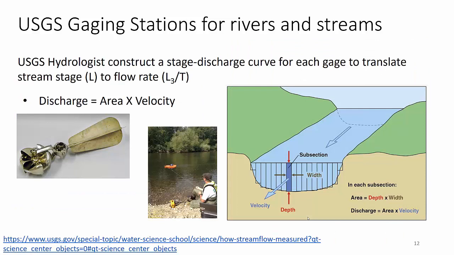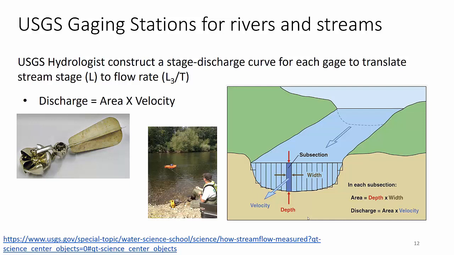USGS hydrologists construct a stage discharge curve for each gauge to translate. Notice a gauge is spelled with a U or sometimes not a U. G-A-U-G-E is the European spelling. You see it both ways. I'm American, so I spell it without the U most of the time. To translate stream stage, L, into stream flow rate, L cubed per T.